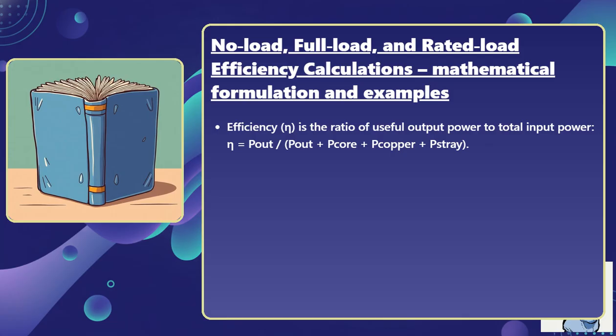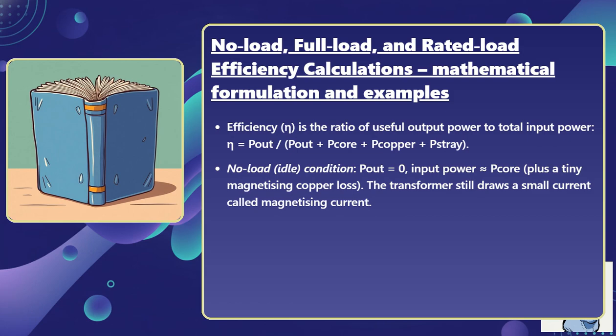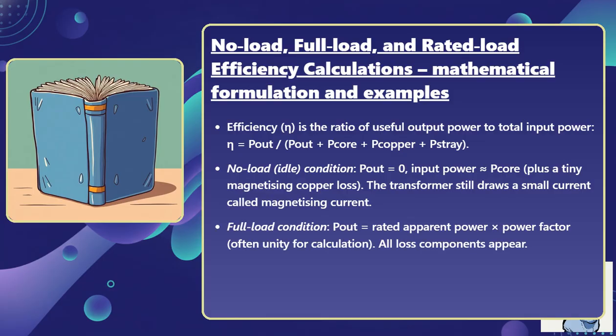Efficiency eta is the ratio of useful output power to total input power. Eta equals P out divided by the sum of P out, P core, P copper, and P stray. No load idle condition: P out equals 0, input power approximately P core plus a tiny magnetizing copper loss. The transformer still draws a small current called magnetizing current. Full load condition: P out equals rated apparent power times power factor, often unity for calculation.